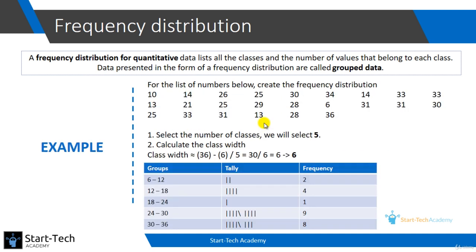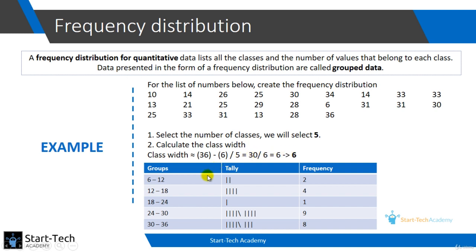This is the continuous data that I have. It's a set of 24 numbers and I want to segregate into 5 equal classes. So I have selected the number of classes, which is 5. Now I want to find out the class width. I told you class width is found by subtracting minimum value from the maximum value. Minimum value for this set of numbers is 6 and the maximum value is 36. So 36 minus 6 divided by number of classes, which is 5, comes out to 6.